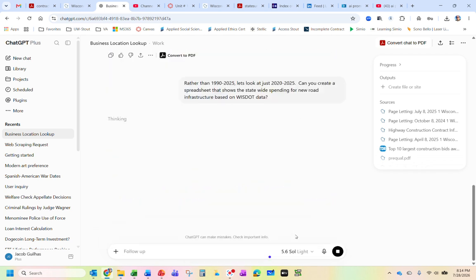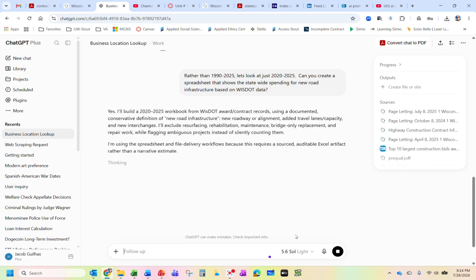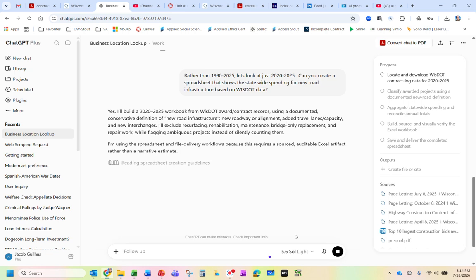So you can go through each one of these individually. Ask it, can you create me a spreadsheet that shows this? This is new data, new construction. Can you show me a spreadsheet that shows repair construction? Can you show me a spreadsheet that shows the population by Wisconsin county, from 2020 to 2025? Break that down. Then once you have those, you can ask it to put them together and compare them. So it becomes much easier.